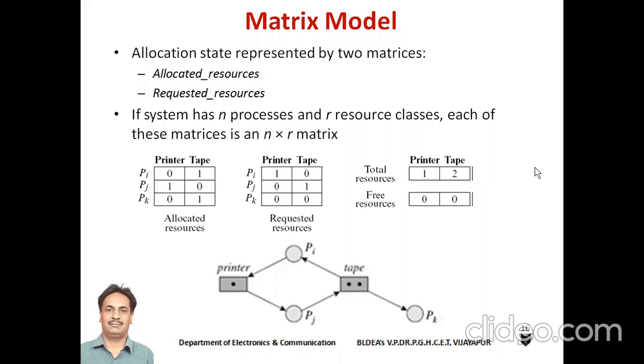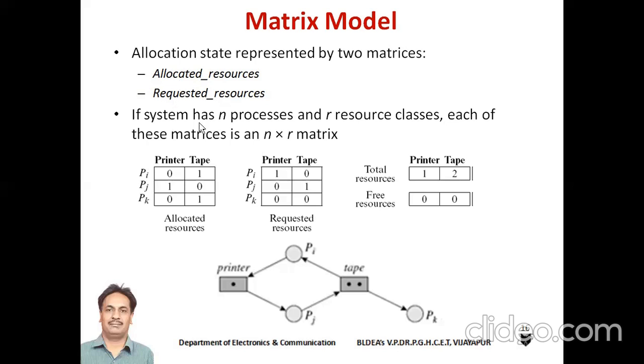We have the second category of representing resource allocation state to a process. That second method is referred to as the matrix model. This is one of the simplest ways of representing resource allocation state to the different processes. In this model, we use two matrices. One is referred to as allocated resources, and the second one is referred to as requested resources. The first matrix represents information about resources allocated to the different processes, and the second matrix represents the information about the resources which are requested by different processes.